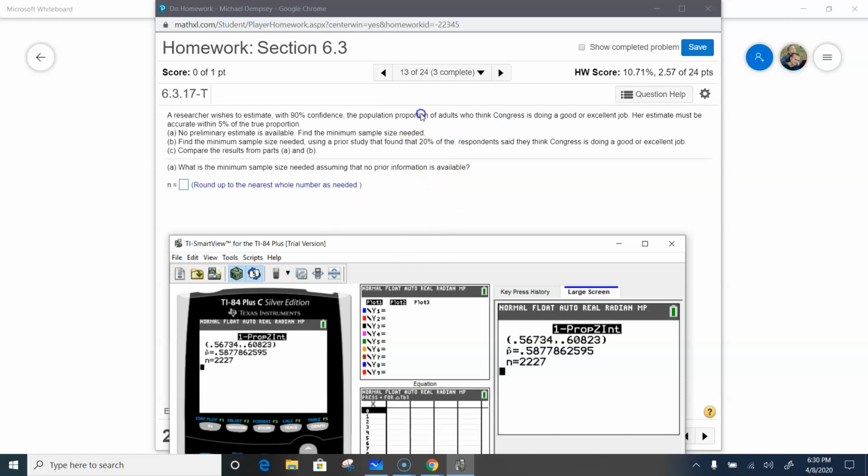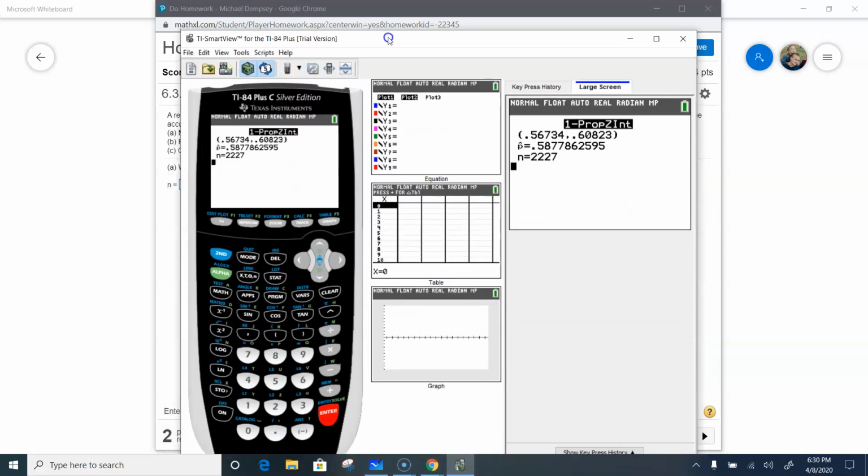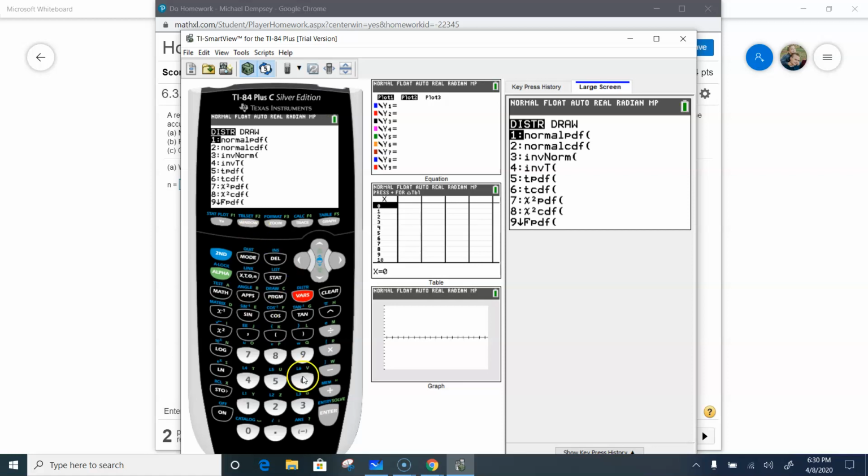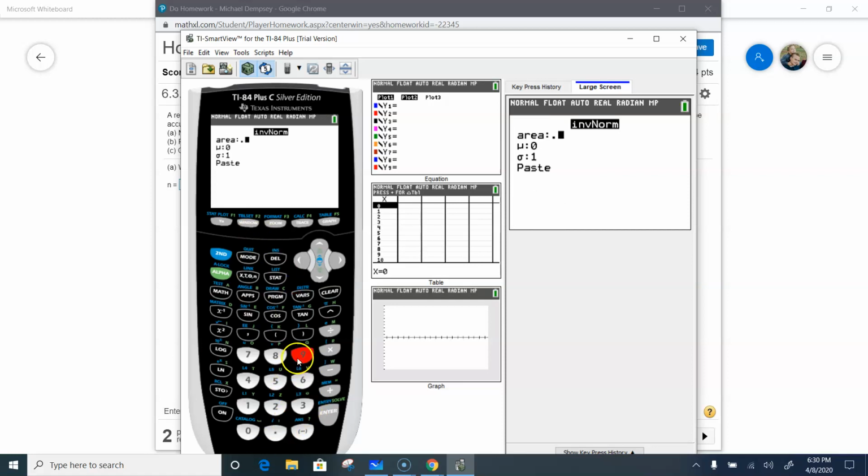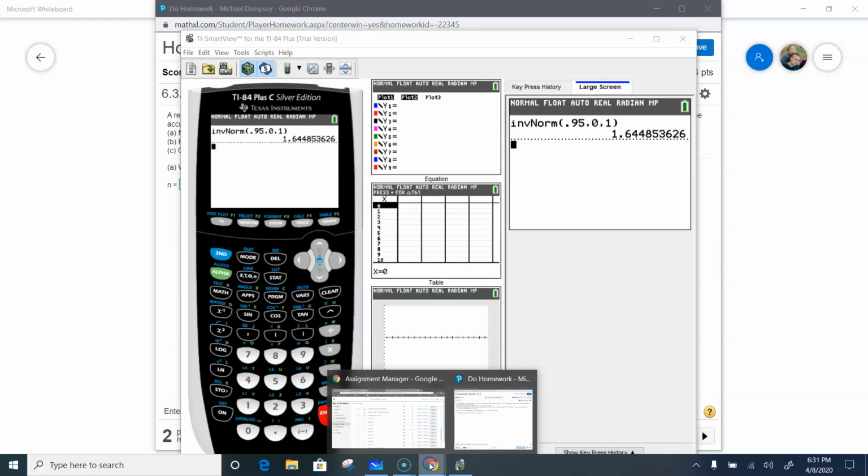Maybe you've seen it enough times now that you remember it, but we would do second bars, and we would do inverse norm. If I want 90% in the interval, then the area to the left is 0.95. Remember, if there's 90% in the interval, then there's 5% in each tail. So I get 1.645 is the critical value for that. So that's the number I'm going to use for my z-star, 1.645.